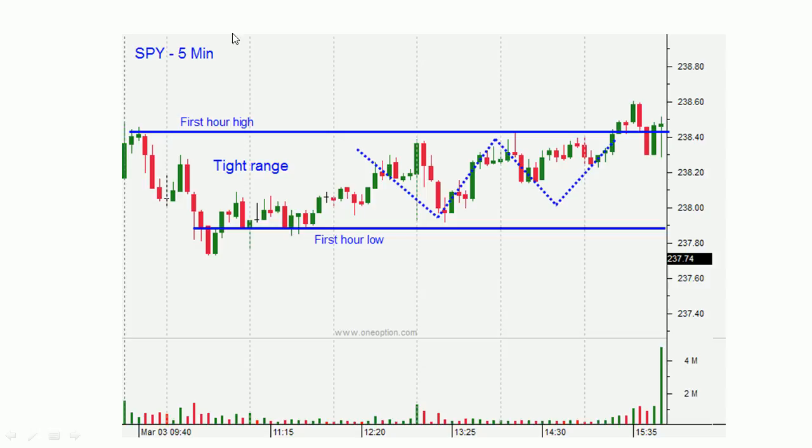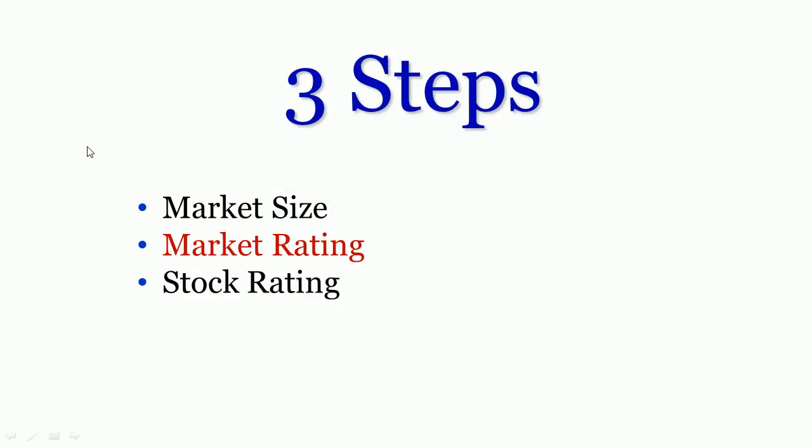So these are the factors that you need to consider before you even start trading. What size am I going to be trading? The next crucial element is, what's the market rating? What does the market look like currently?